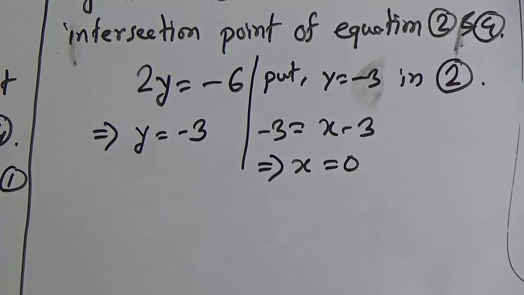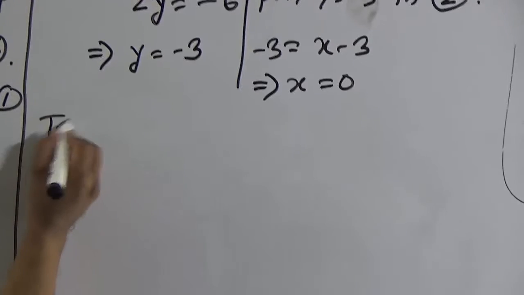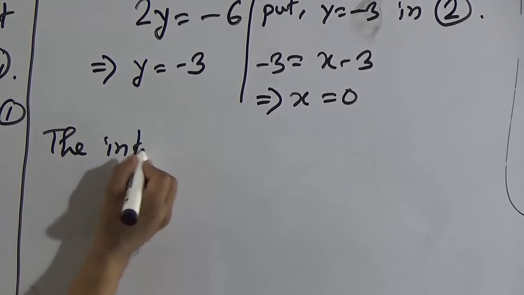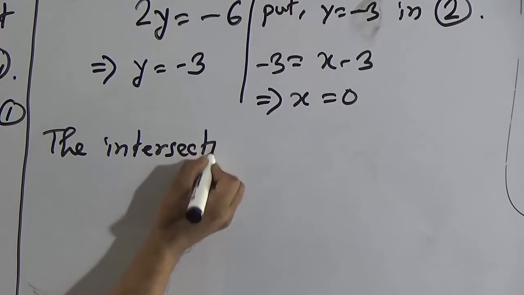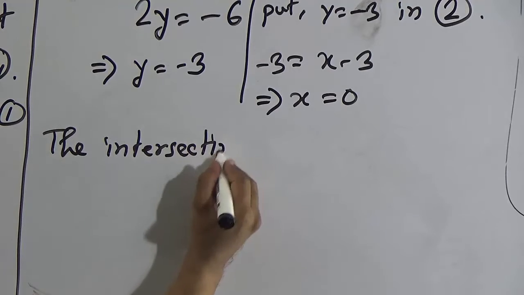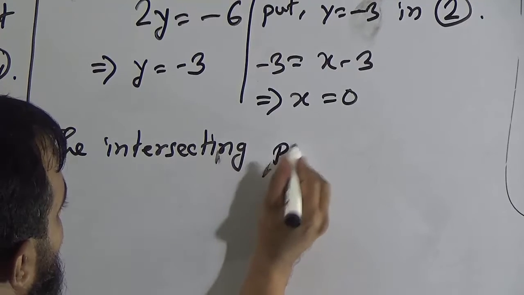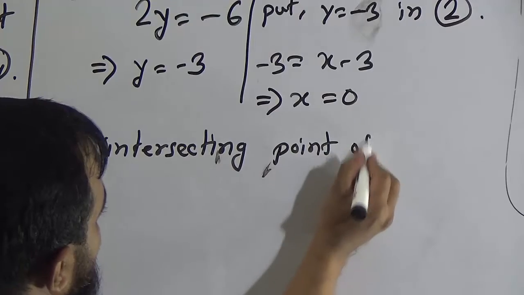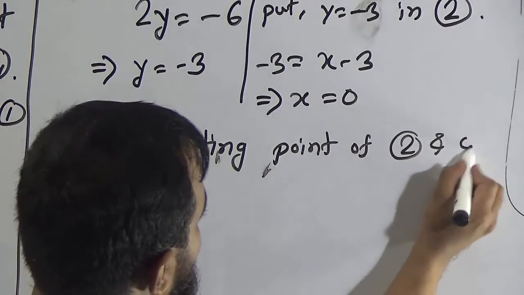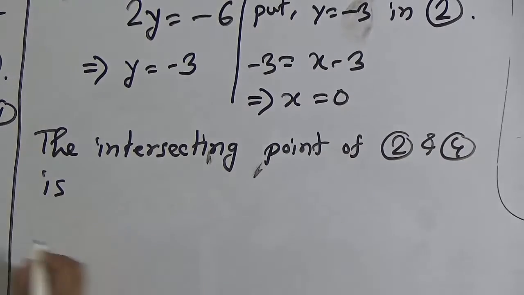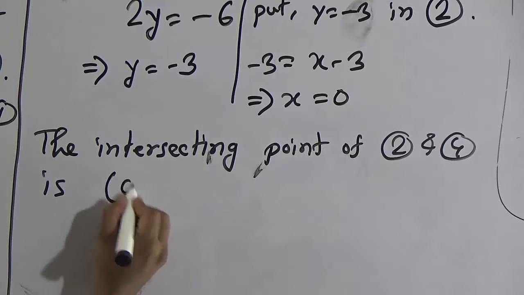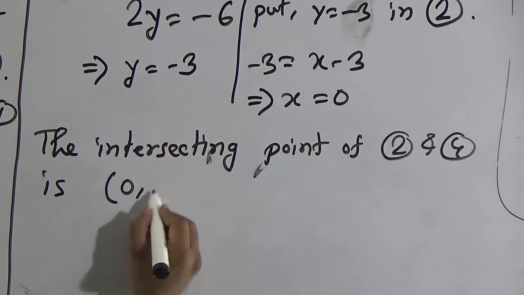Okay, so the last intersecting point, the fourth intersecting point, that means the intersecting point of 2 and 4, its abscissa is 0 and ordinate is minus 3.